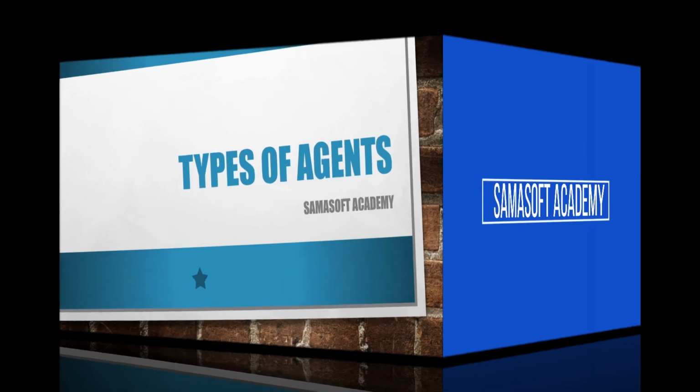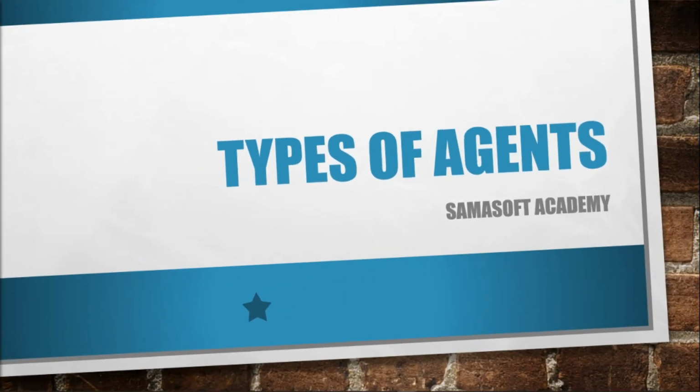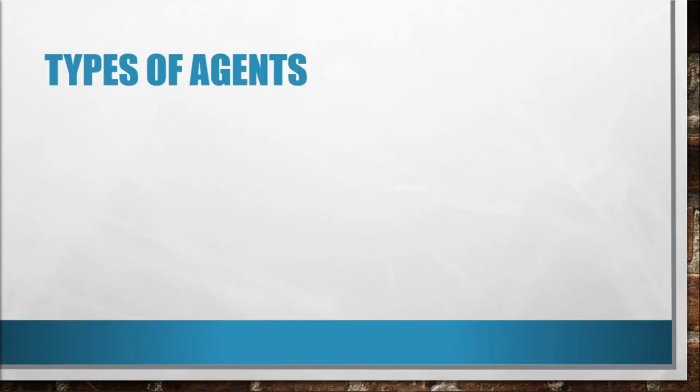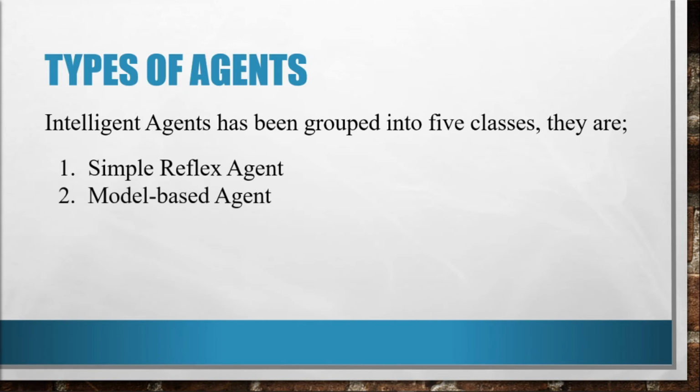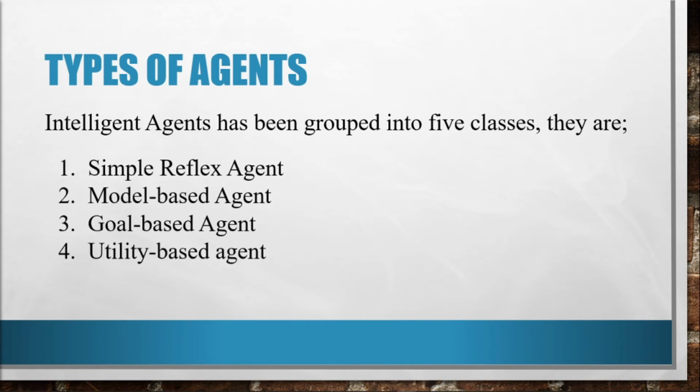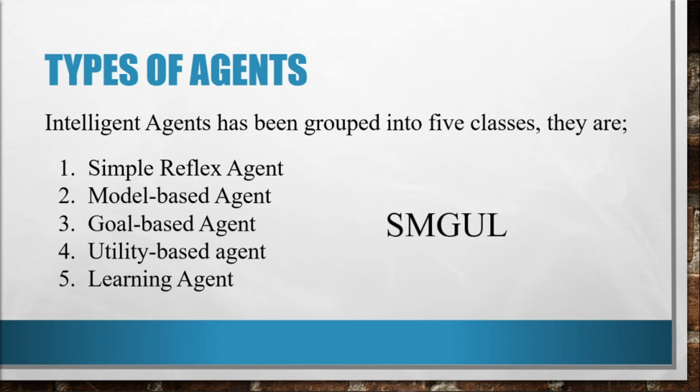Now we'll be taking you through this section. In our previous lesson, we discussed the 5 classes of intelligent agents, being the simple reflex agents, model-based agents, goal-based agents, utility-based agents, and then the learning agent, with which we came up with a short abbreviation, the SMGO. Now let's take them one after the other to see how they work.